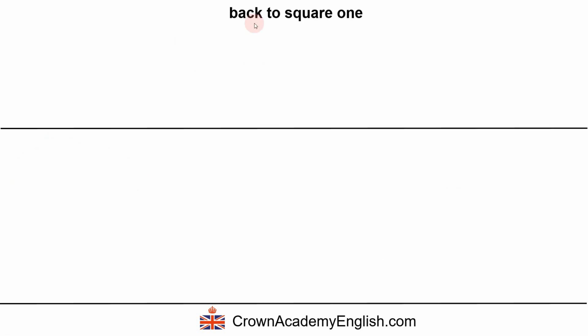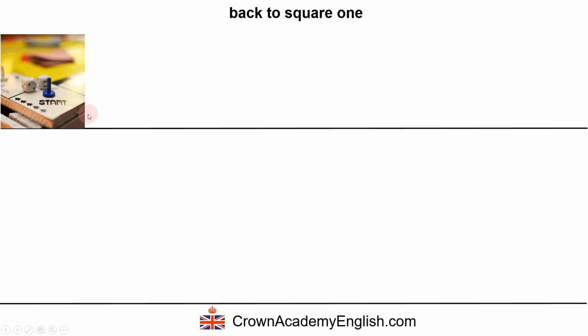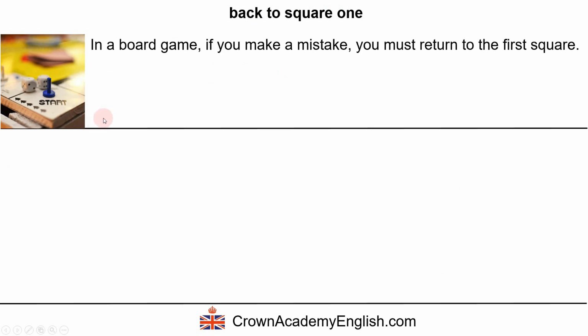Back to square one. So let's talk about the origin of this expression. Here we have a board game, a bit like Monopoly. And in a board game, if you make a mistake, you must return to the first square, or return to square one. So this is the origin of the expression, back to square one. The meaning is to start something again. You have to go back to the beginning and start again.